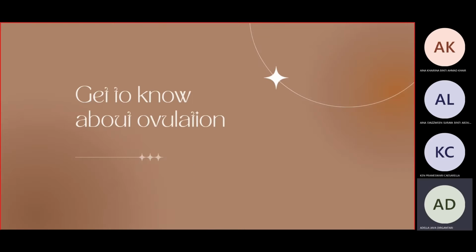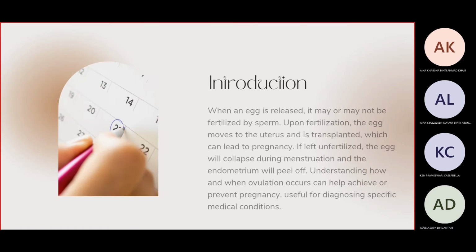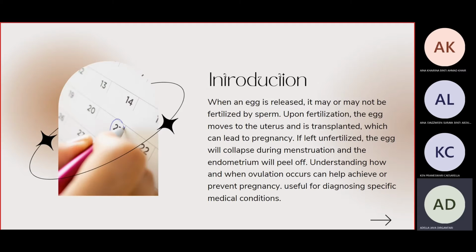Okay, next, get to know about ovulation. Ovulation is a part of your menstrual cycle. It occurs when an egg is released from the ovaries. When an egg is released, it may or may not be fertilized by sperm. Upon fertilization, the egg moves to the uterus and is implanted, which can lead to pregnancy.